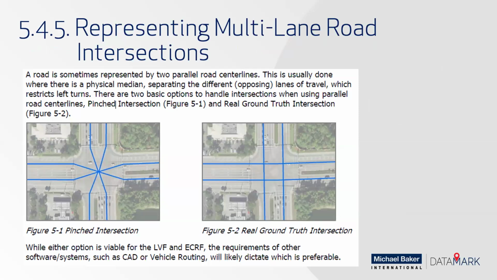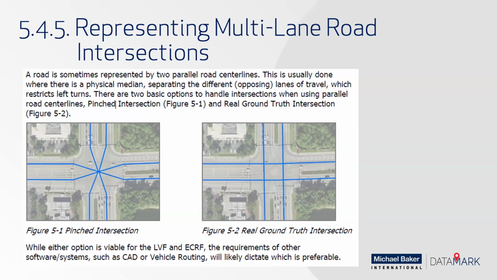4.5.4.5, representing multi-lane road intersections. I just did a screen grab out of the document here because it had some good graphics that show that. Sometimes you have two parallel road center lines, you have that dual carriageway. How do you handle those multi-lane road intersections, right? You can either do a pinched intersection or what they call a real ground truth intersection in the document.